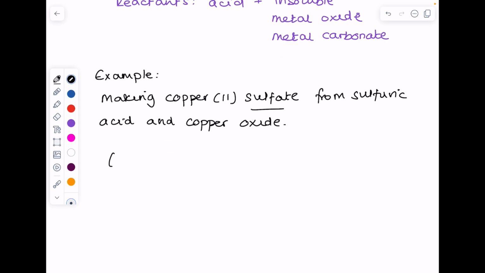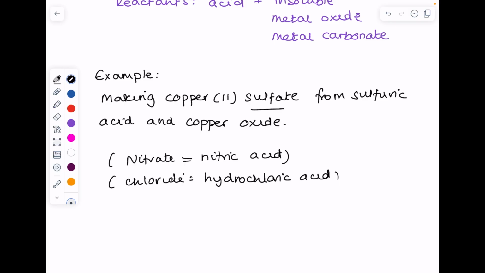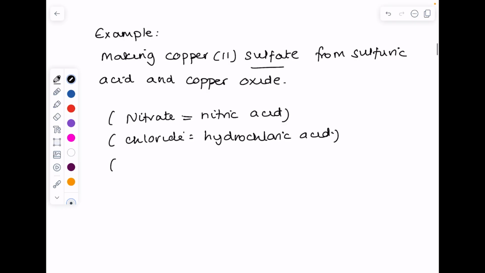Just so you know, if you're asked to make a salt which contains a nitrate, you'll need nitric acid. If you need to make a chloride, you'll need hydrochloric acid. And as we know in this example, to make a sulfate, we'll be using sulfuric acid. So always bear in mind the appropriate reactant.